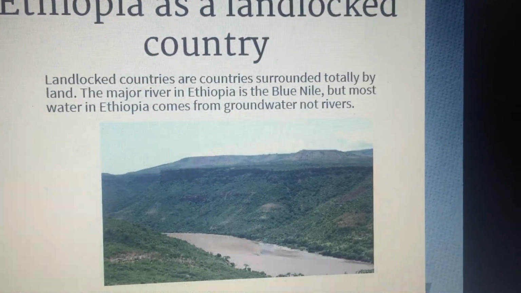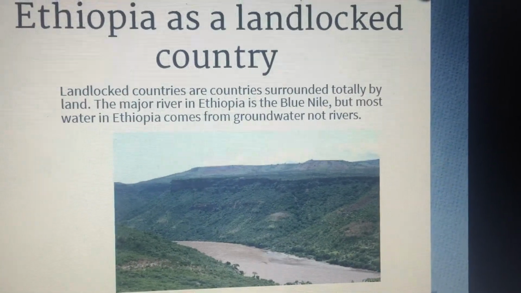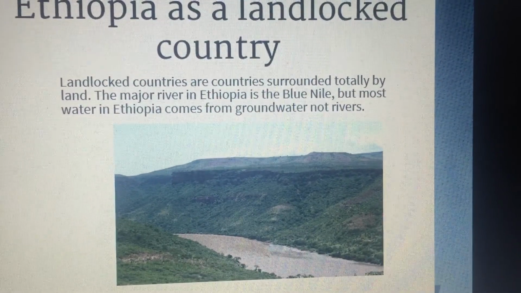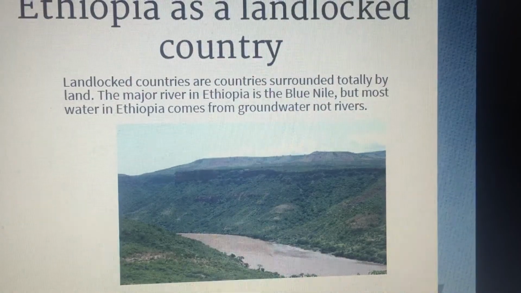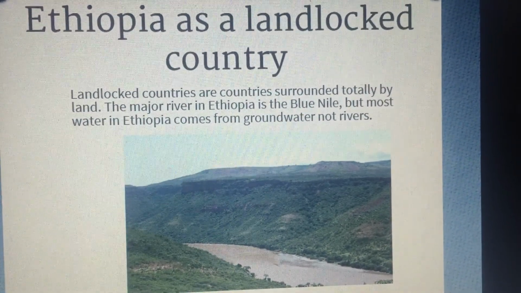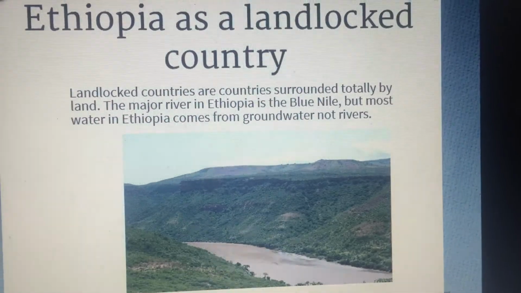If you look down at the diagram below, you'll see the major river in Ethiopia, which is the Blue Nile. And most of the water actually doesn't even come from this river. It comes from groundwater, which makes it very scarce for Ethiopia to generate large masses of fresh water.